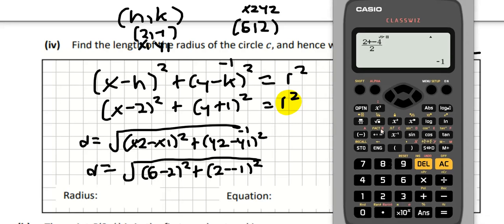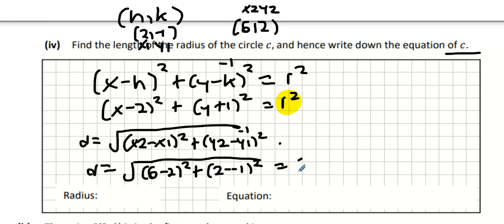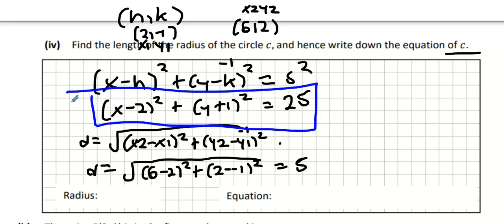Okay, so look at this. We go square root, 6 minus 2 squared plus 2 minus 1 squared, and we get 5. Okay, and now that we know that the radius is 5, what we can say is that 5 squared is 25. 5 squared is 25, and that there is the equation of our circle.